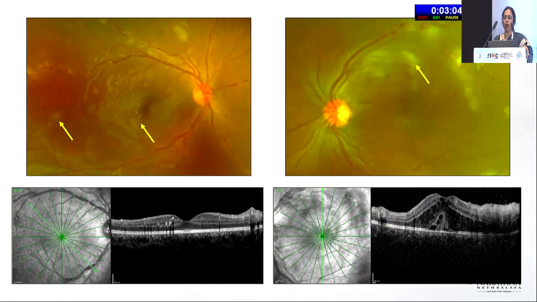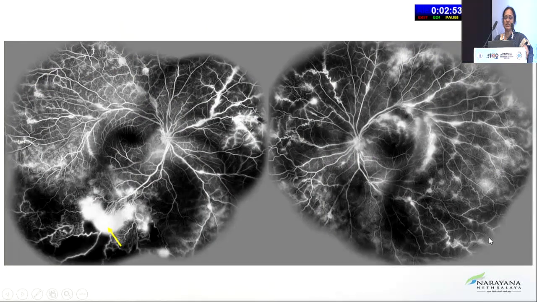On close follow-up, we could see in addition to the vasculitis, focal areas of retinitis in the left eye. OCT shows hyperreflectivity with after-shadowing. This is an FFA picture showing the disc leak, staining and leakage from the vessels, neovascularization with capillary non-perfusion areas.